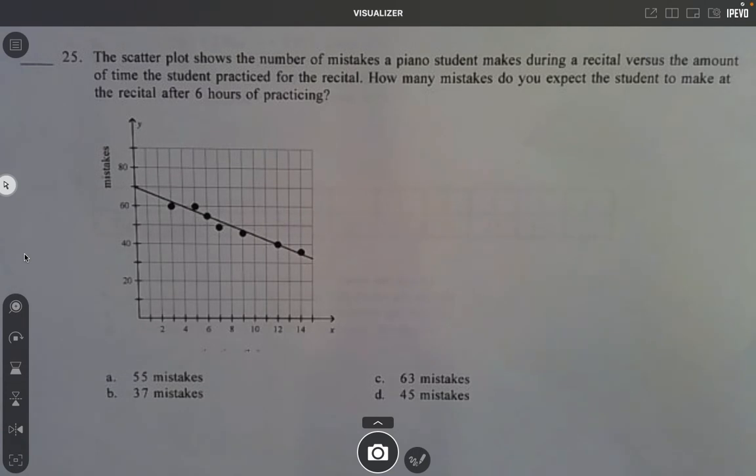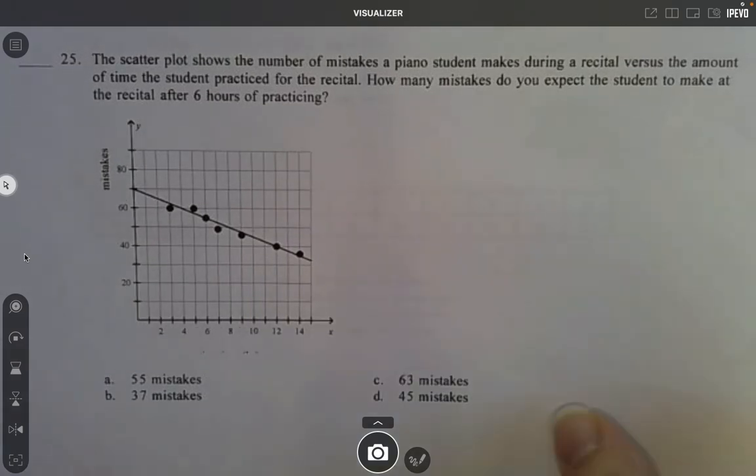So that just says the more time they spend practicing, the what? The fewer mistakes, though you don't have to know that part.